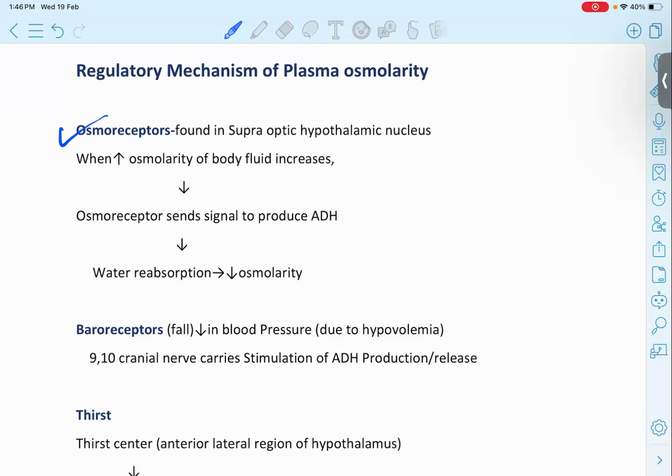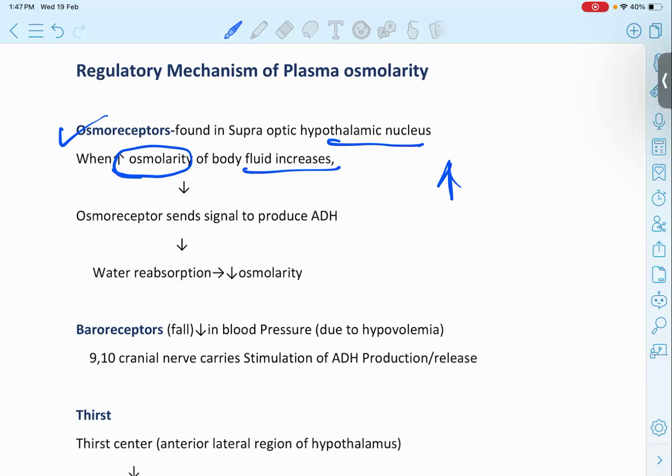Number one is osmoreceptors. In our body, we have some osmoreceptors which can be found in the supraoptic hypothalamic nucleus. When the plasma osmolarity of the body fluid has increased, that means our body is dehydrated. Osmolarity increase means there is increased solute, but the water has decreased, and this is why osmolarity has increased. So when there is increased osmolarity, what would our body do?